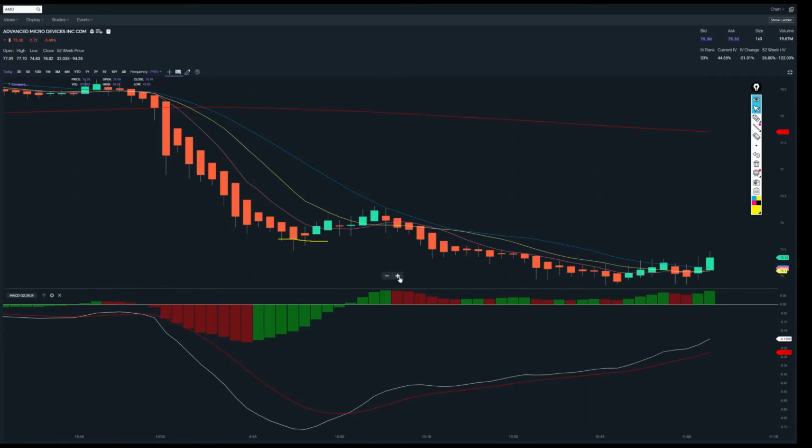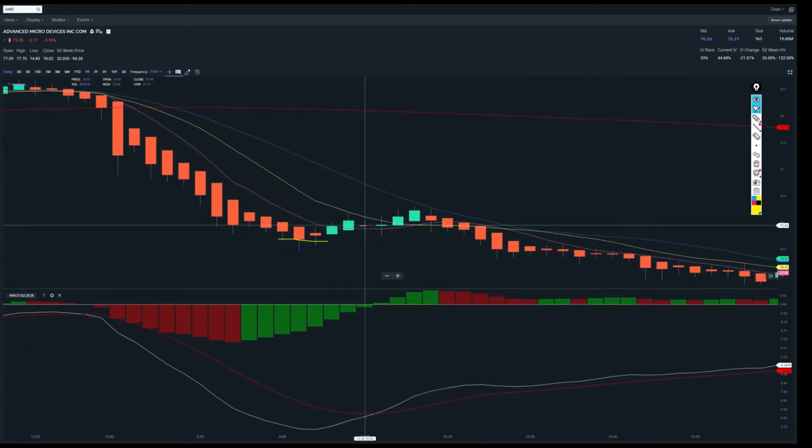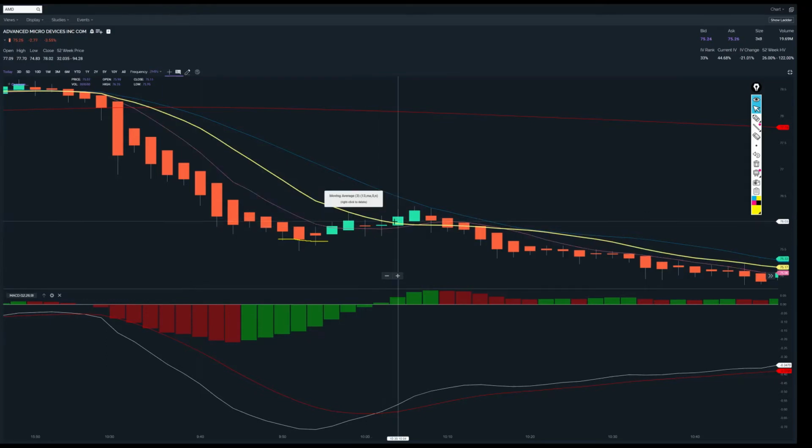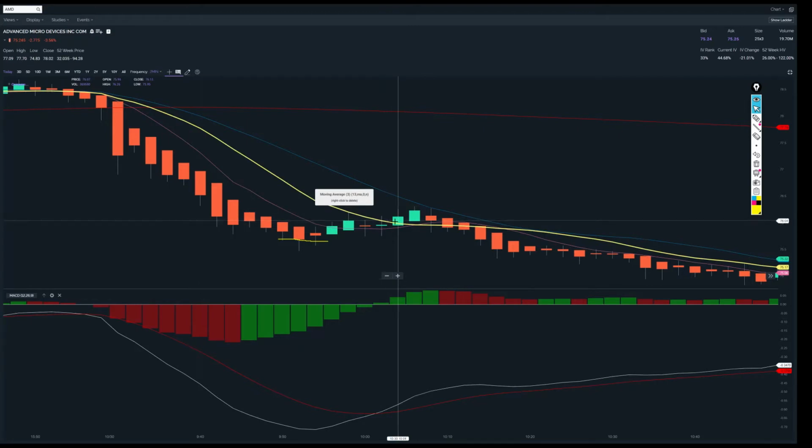I'm going to zoom in so you guys can see. Okay, we even get an inside red bar, inside green, showing that indecision between the 8 and the 13. And then we bust out of that range. So that's not a downside trade there. Now we're in between the 13 and the 20.